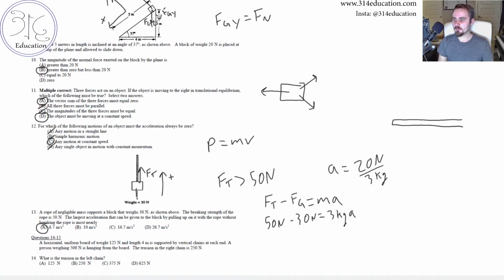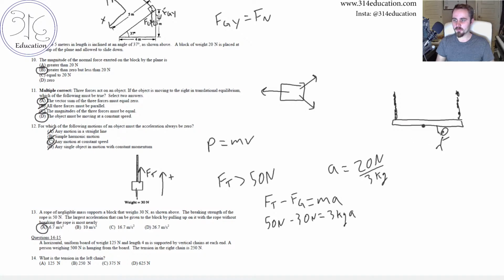We've got some board, and then we've got vertical chains. It kind of looks like springs, but they're chains. It looks like a swing. And a person weighing 500 newtons is hanging on the board.